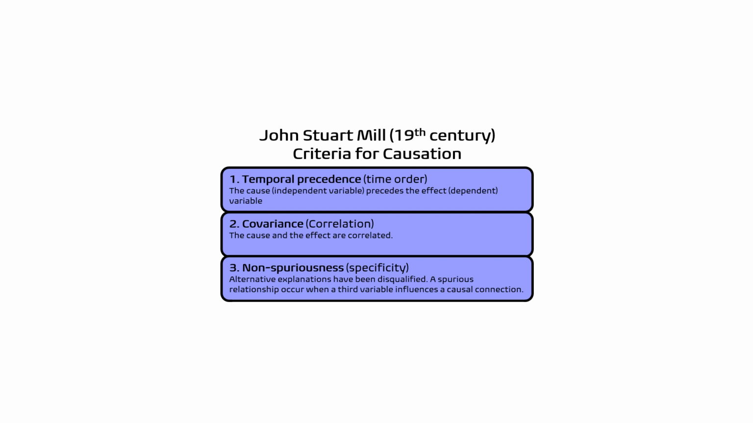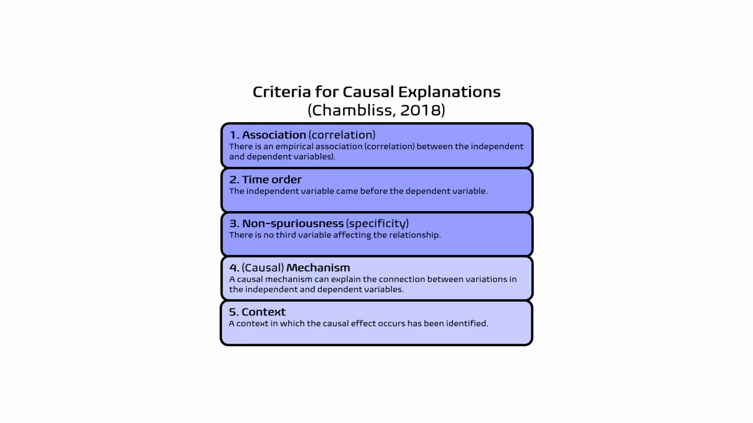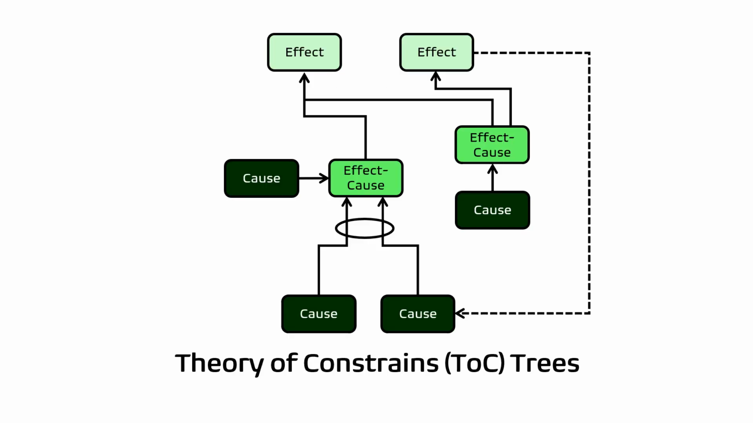Some scientists prefer to use the criteria John Stuart Mill proposed a few years before. They are the same as the three selected from Bradford Hill's list. Other investigators in the social sciences prefer to add the criteria of an explanatory causal mechanism and context. Fundamentals of cause and effect are also used in the theory of constraints, or TOC, to solve management problems.